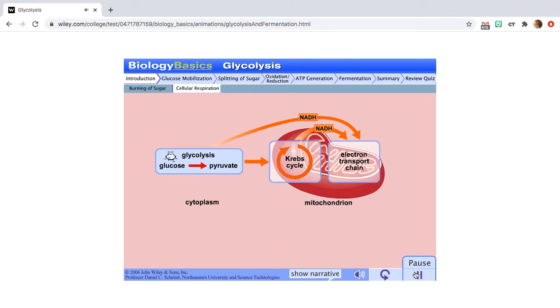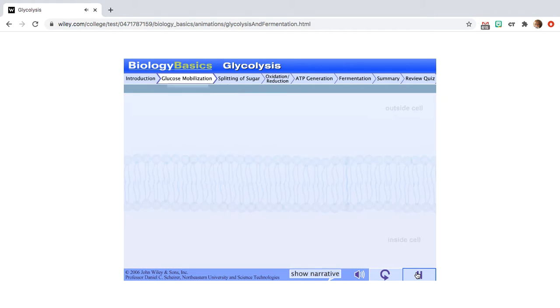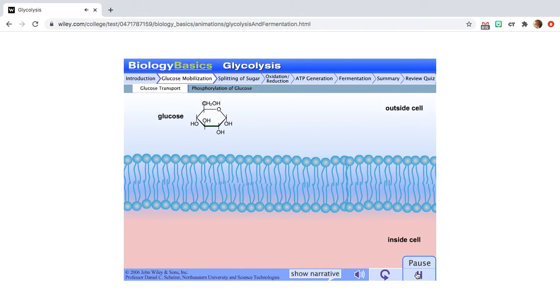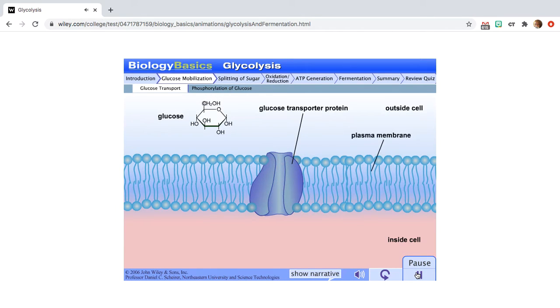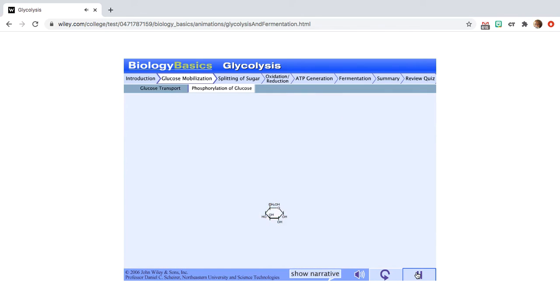Glycolysis occurs in the cytoplasm, while the Krebs cycle and the electron transport chain reactions occur in the mitochondria. Glucose enters the cell from the bloodstream through a protein transport molecule in the plasma membrane. Once inside the cell, it enters the glycolysis pathway. The first step in glycolysis is the addition of a phosphate group to the number 6 carbon of glucose.